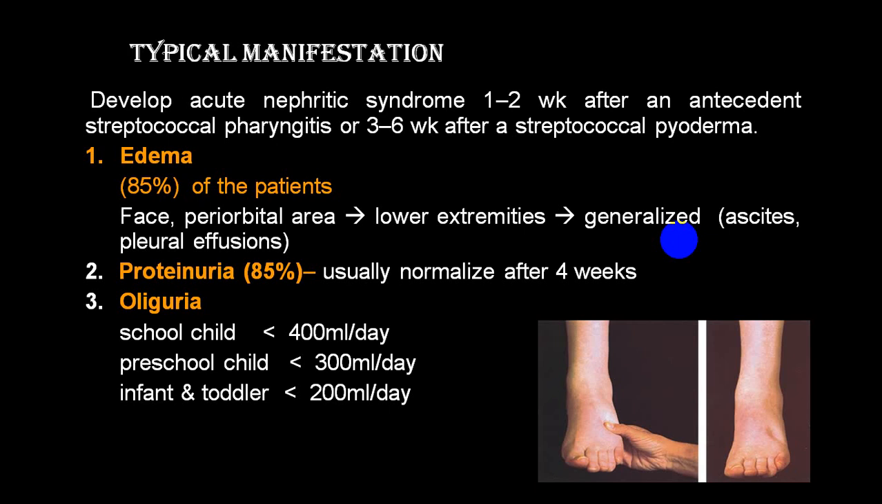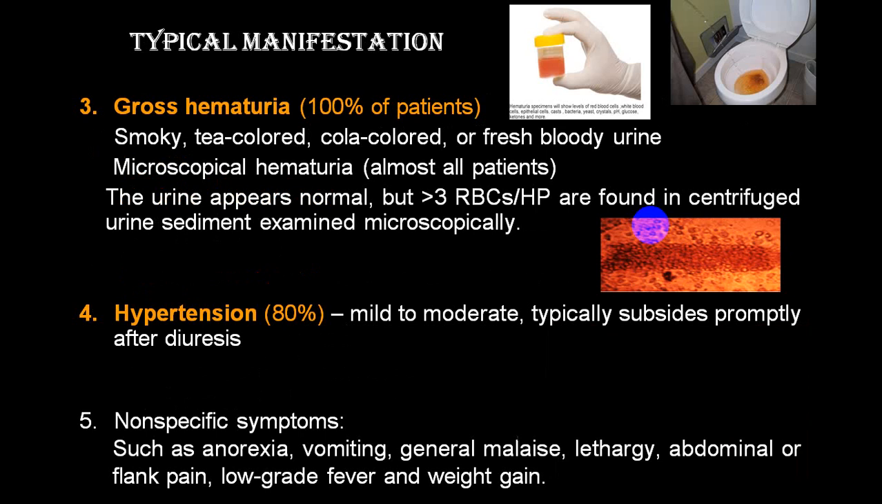Periorbital edema, or what we call puffiness of the face, ascites, pleural effusion, even pericardial effusion. If you examine the urine, usually it will show a good amount of proteinuria, and in a nephrotic variety, it will have a massive proteinuria. Oliguria is the most common finding.